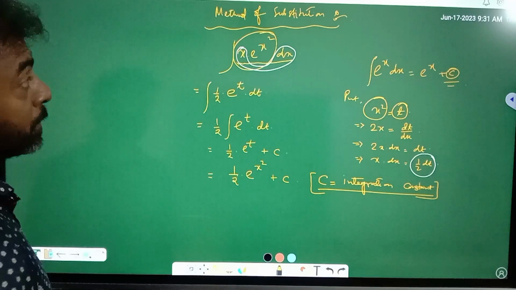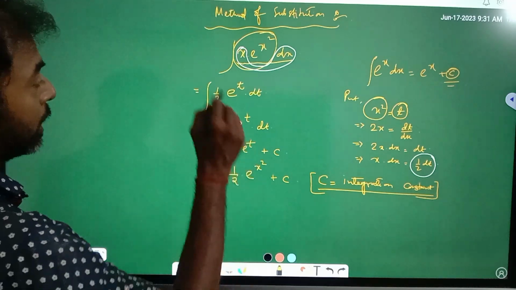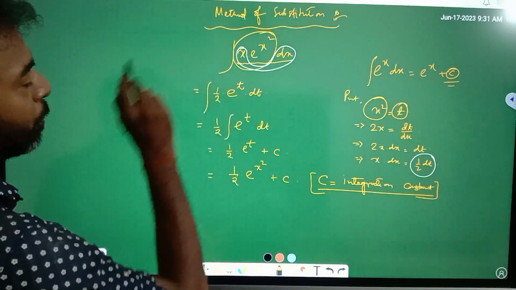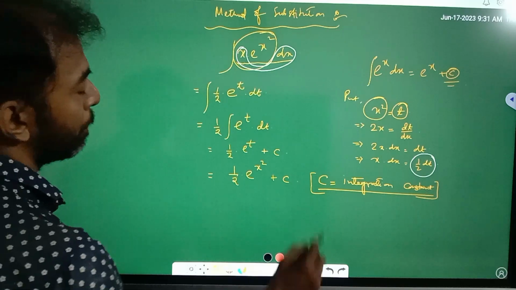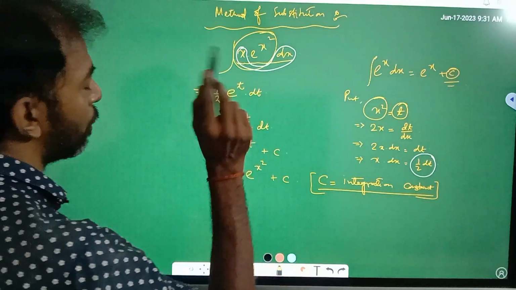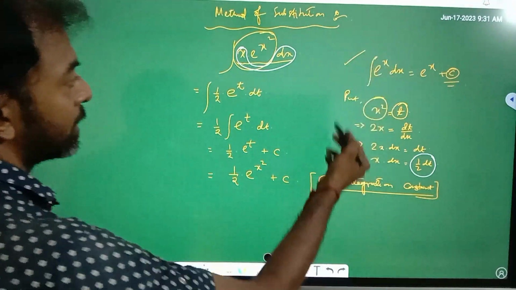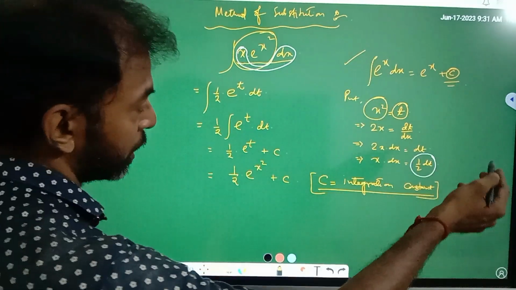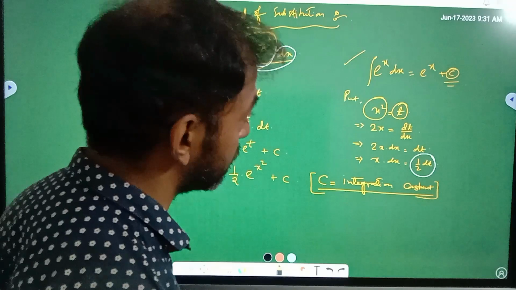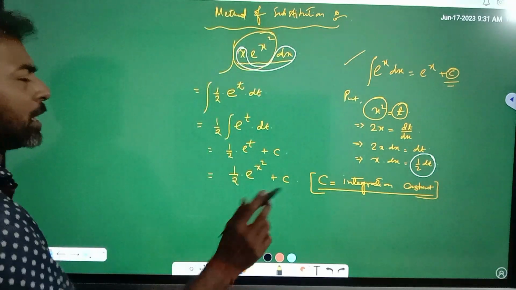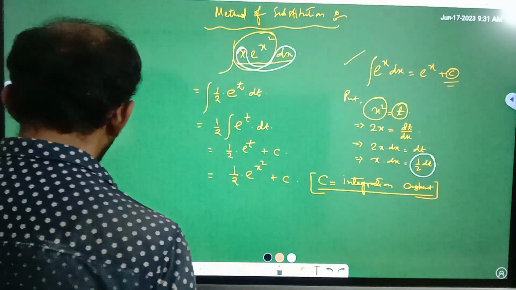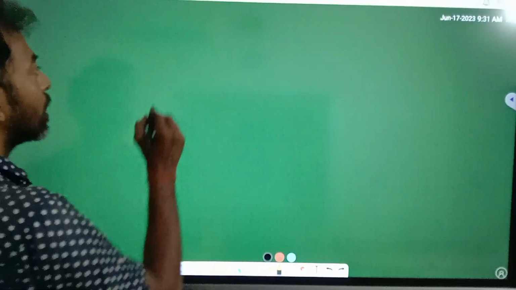So the method of substitution converts an integral into a standard form, so that we can apply the basic standard integral formulas, something like e to the power x dx, or the integration of 1 by x dx, which is log mod x plus c. That's the basic procedure. We will consider another example.